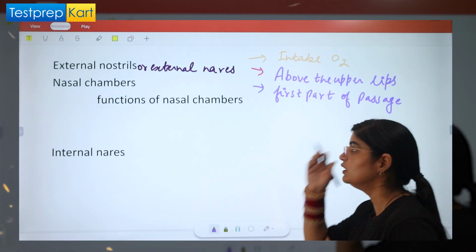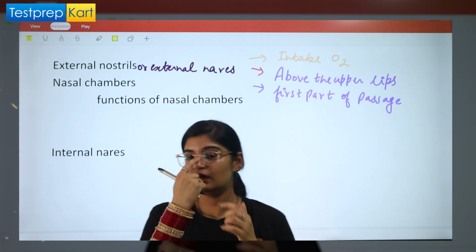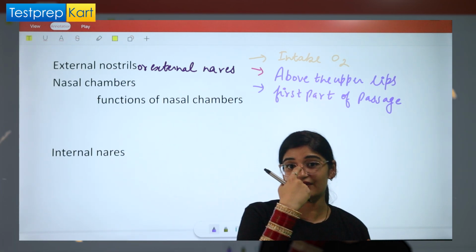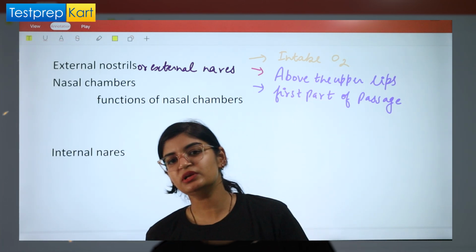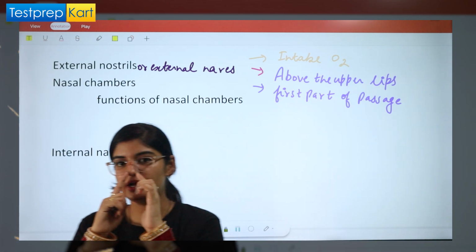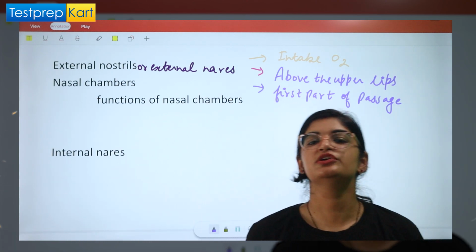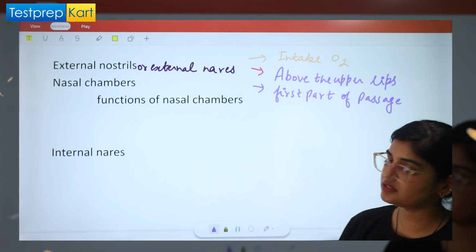Because oxygen is required. Now we have the nasal chambers. This is the nasal chamber, right? In between we have the nasal septum. The nasal chamber, or nasal cavity, has a nasal septum which divides it into two parts, and the nasal chamber performs various functions which we'll discuss.